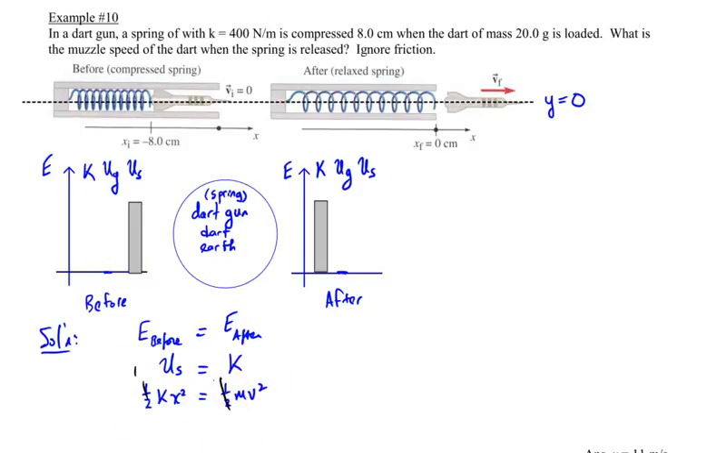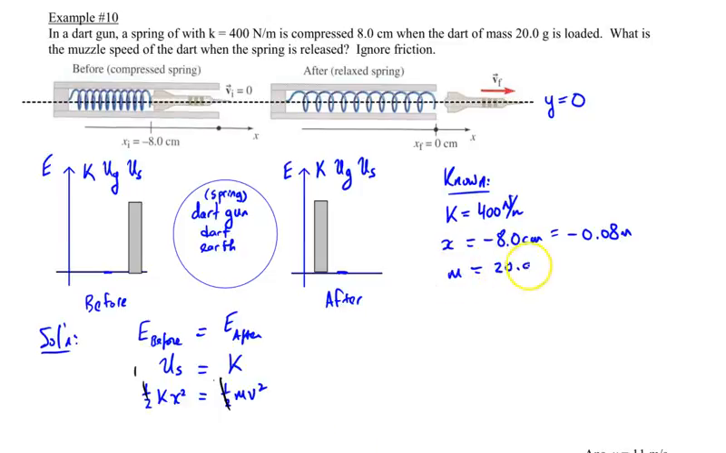And let's write down our known information, our givens here. We know that the spring constant k is 400 newtons per meter. I know that it's being compressed a distance of x equals -8 centimeters, but I need to convert that to meters. Remember, this is newtons per meter, and we want energy to be in joules, so that should be -0.08 meters. We also have the mass of the dart, which is given as 20 grams, but that needs to be put into kilograms. Remember, we have to have our energy in joules, so that's going to be 20 times 10 to the power of -3 kilograms.